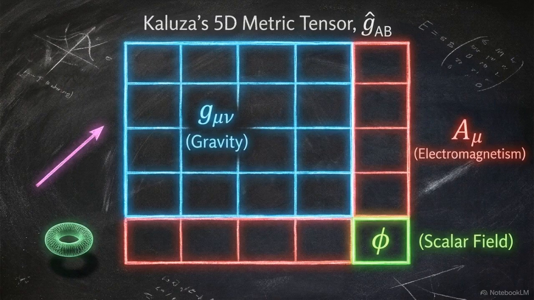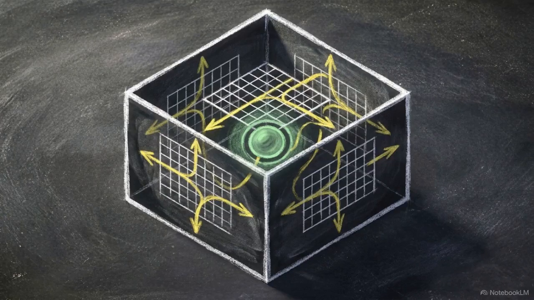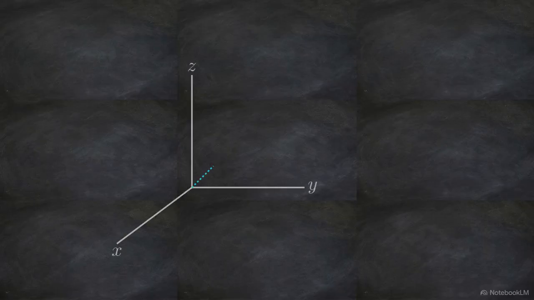We begin with Kaluza's five-dimensional metric tensor, hat GAB. Since our indices run from 0 to 4, the frame expands into a 5x5 matrix. In the upper left 4x4 block, we place the standard gravitational metric of our four-dimensional world. Kaluza used the new edges of the matrix, the outer column and row, to house the electromagnetic four-potential vector, a mu. This leaves one remaining gap in the bottom right corner. Kaluza assigned this to an unknown scalar field, phi. In this single matrix, gravity, electromagnetism, and a scalar field are now unified as a single geometric object.